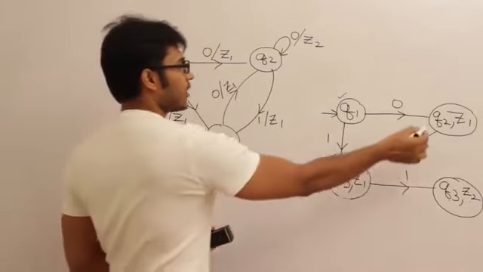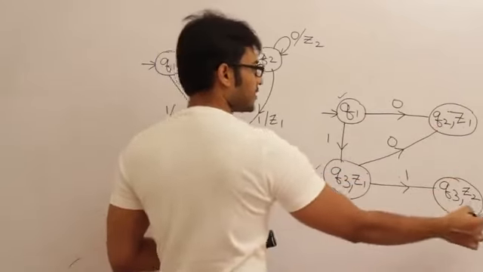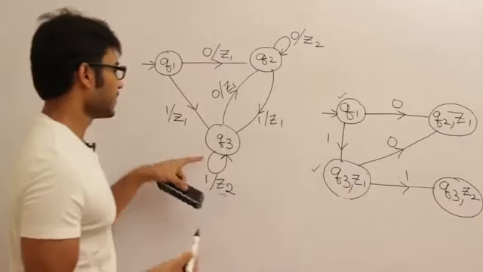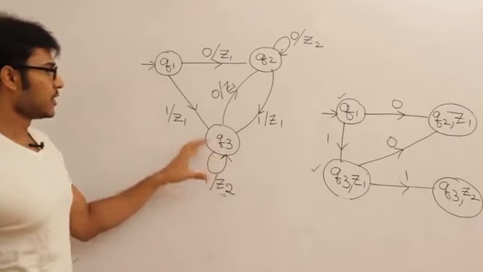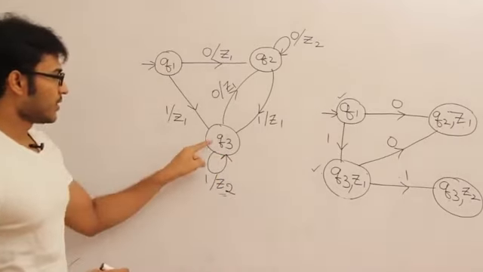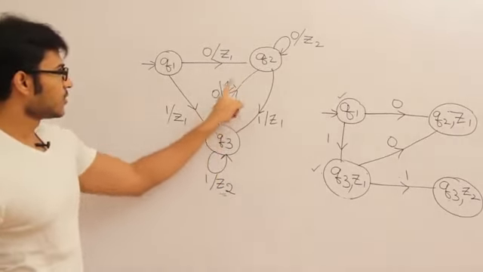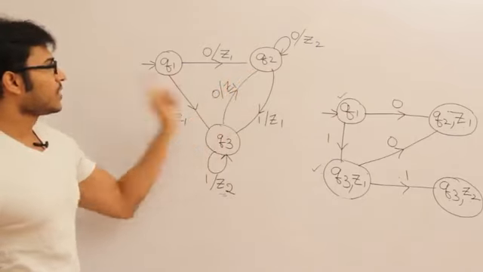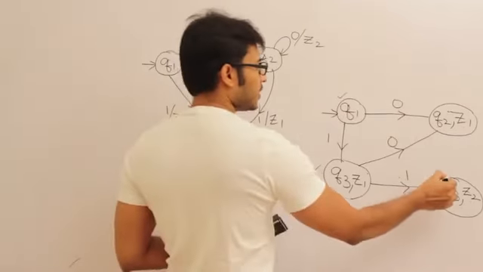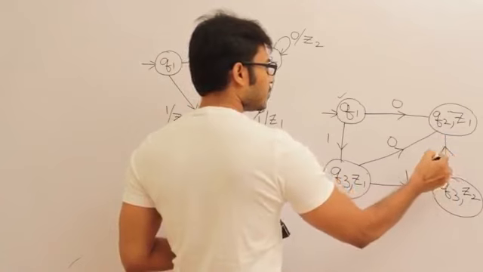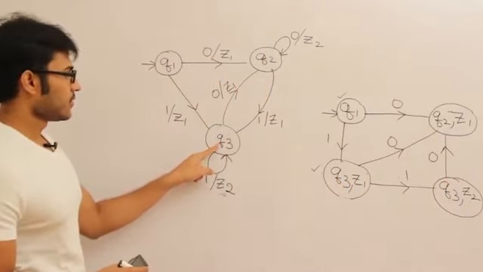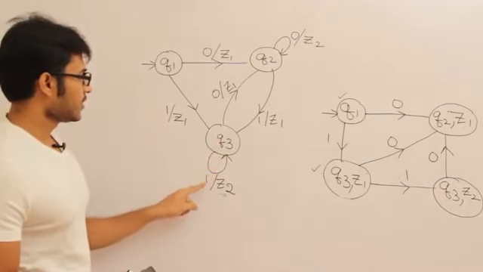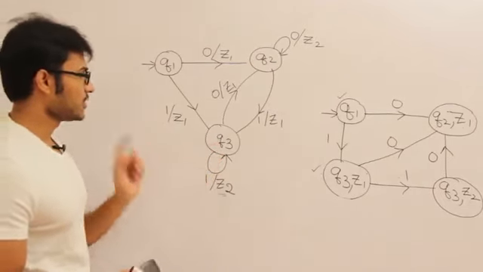Now you can take either Q2 or Q3. Let's take Q3 again. Even if you are considering Q3 again, take the same basic Q3 of the Mealy machine. Now Q3 on 0 is going to Q2 and the output is Z1. Now Q3 on 1: Q3 on 1 is going to Q3 itself and the output is Z2.